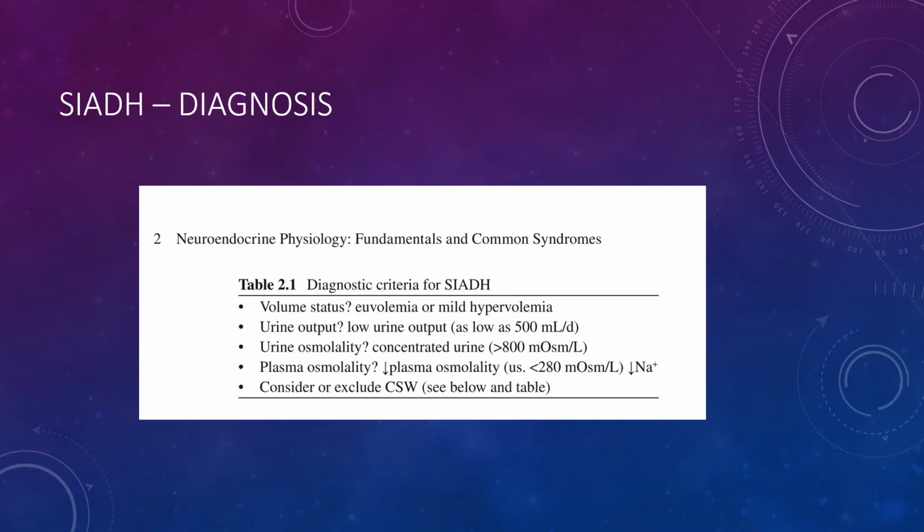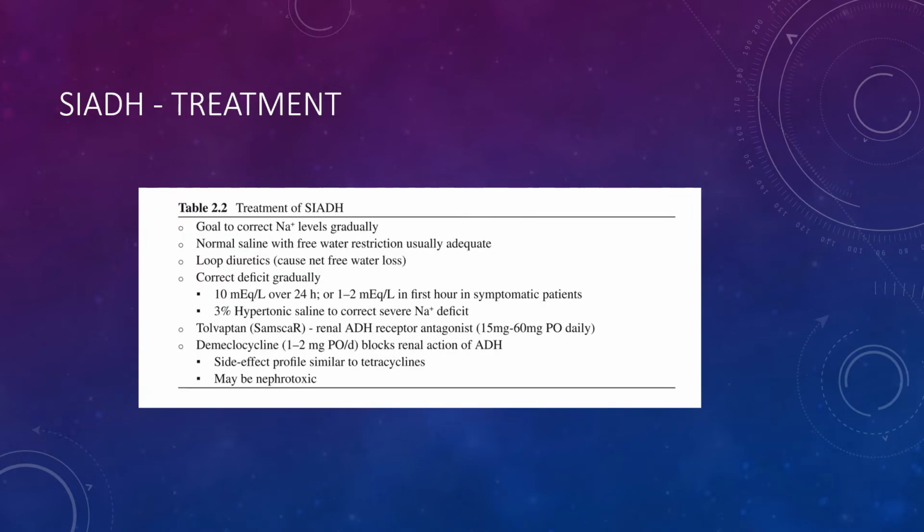In terms of diagnostic criteria for SIADH, these patients are usually euvolemic or mildly hypervolemic. They have low urine output, as low as 500 mils per day. Their urine is concentrated, greater than 800 milliosmoles per liter. They have low plasma osmolality and, of course, low serum sodium. You also want to exclude other diagnoses like cerebral salt wasting.